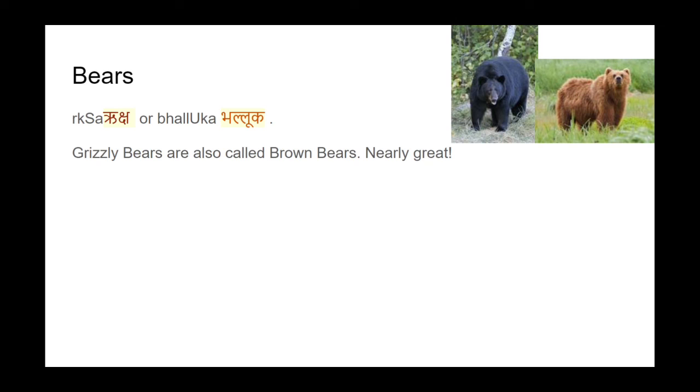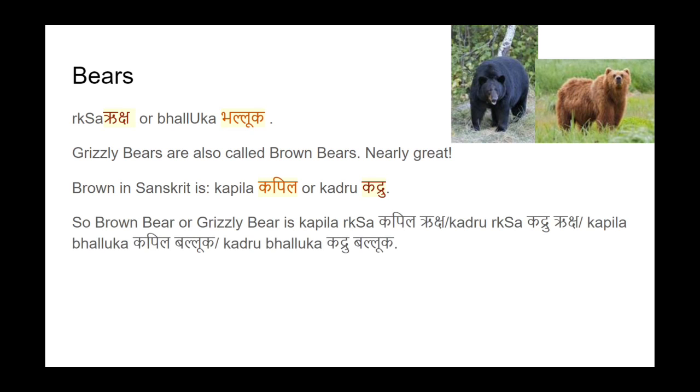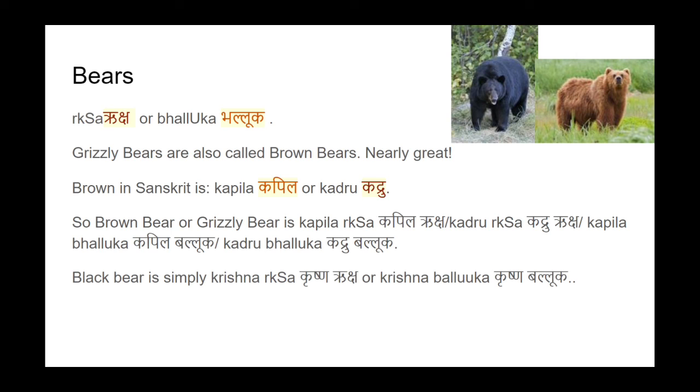Bears. We'll talk about two kinds of bears. Bear in Sanskrit is riksha or baluka. The latter is the one that gives rise to the modern Indian languages' words for bear. Grizzly bears are also called brown bears, which is nearly great because we can use the Sanskrit word for brown. Brown in Sanskrit here is kapila or kadru. I'm just going to refrain from using babru. So brown bear or grizzly bear could be kapila riksha or kadru riksha, kapila baluka or kadru baluka. Black bear is simply krishna riksha or krishna baluka.